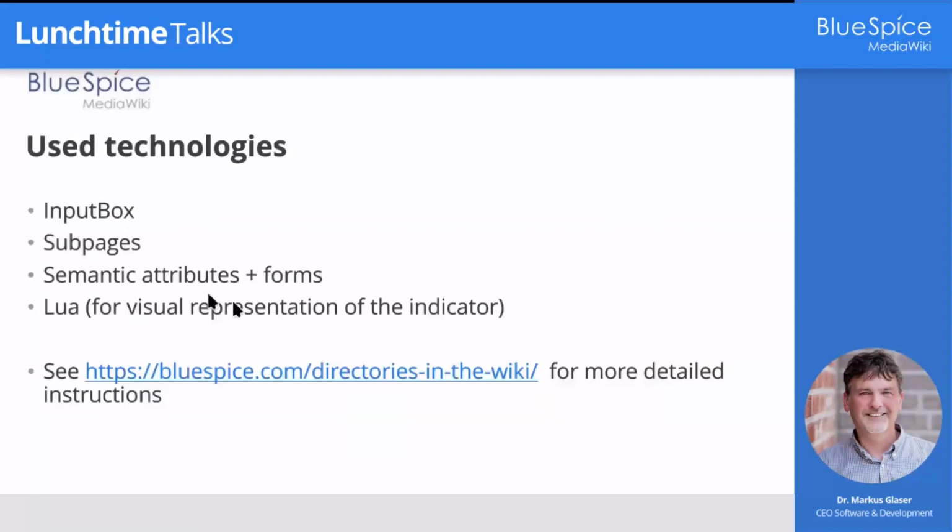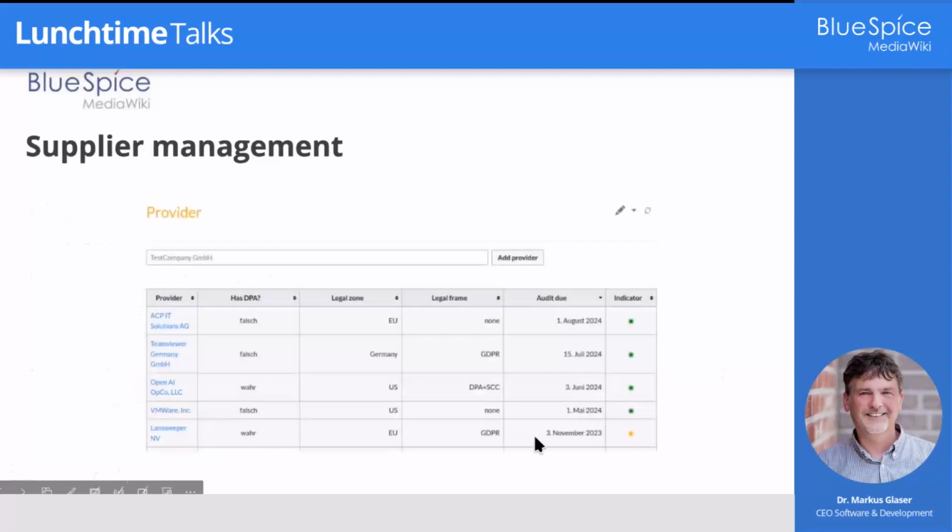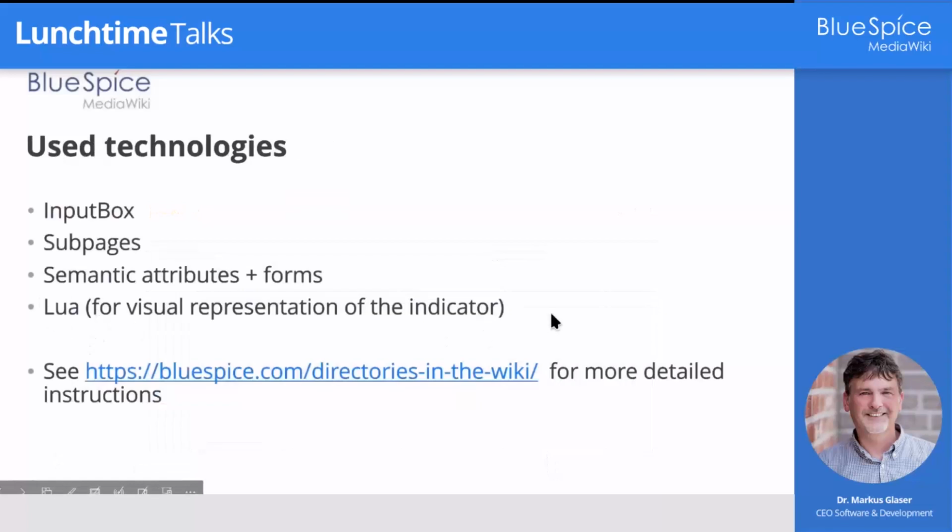So what technologies do we use here? Input box, as I just said. This catalog thing uses subpages, so that's a pattern we use. We use semantic attributes for metadata and form. And then for the eye candy, so that's a little bit of advanced usage, to make these green and yellow dots based on certain criteria, we use Lua, which is a lightweight programming language for templates.